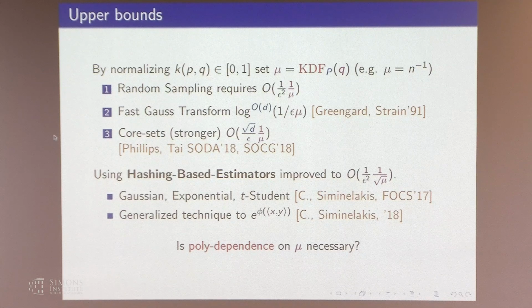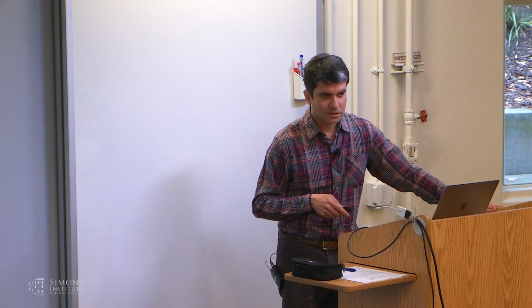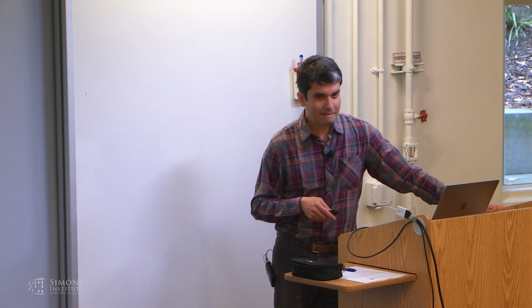Okay. Other questions? Is it possible to combine the hashing-based estimator with the fast Gauss transform in the lower dimension? I don't know, actually. Interesting question. I don't know if it's possible.